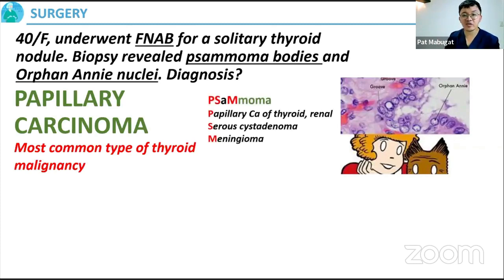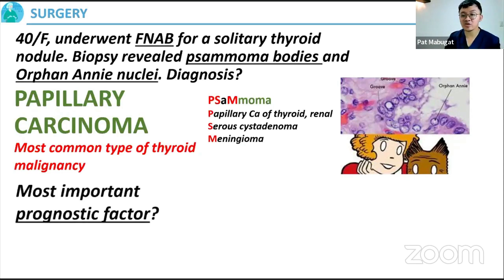A good mnemonic also for the psammoma bodies is PSM: P, papillary carcinoma of the thyroid or papillary carcinoma of the kidneys, S, serous adenoma, M, meningioma, right? Psammoma, PSM. What's the most important prognostic factor for patients with thyroid CA?